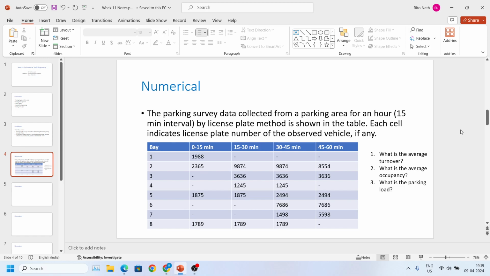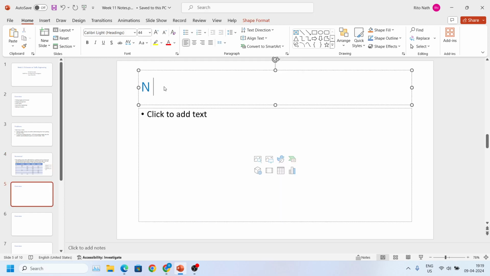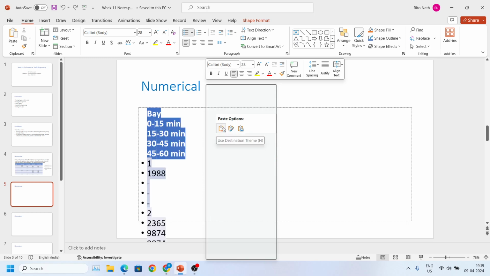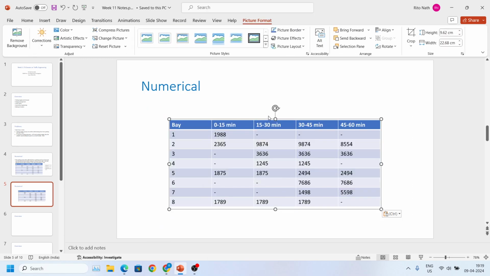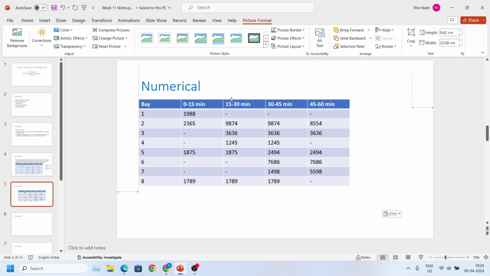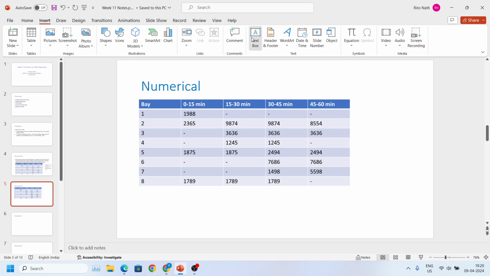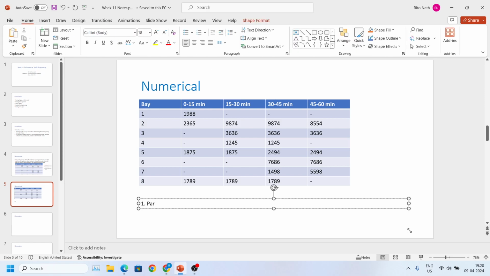Okay. So let's get started with the solution. Maybe I'll just copy this table in the next slide also. Okay, so this is your problem data. Now, the first thing that you have to find is the parking turnover or average turnover. So this is the first one, average turnover or parking turnover, right? Parking in brackets.